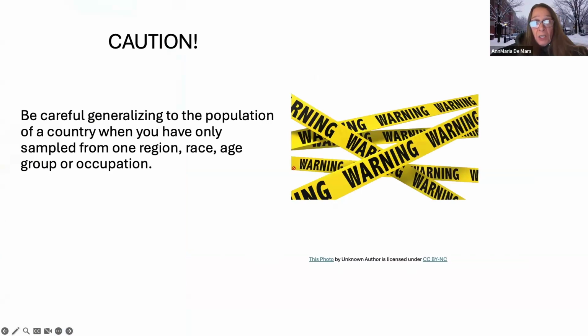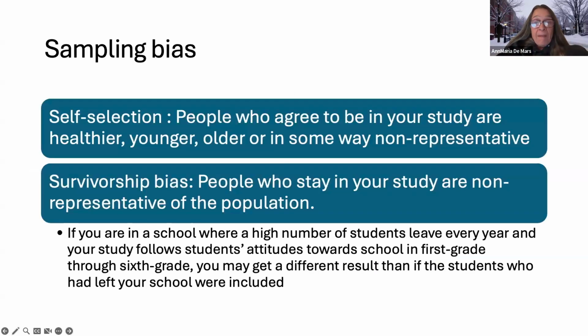One thing we see too much of is people generalizing to the population of a country, especially the United States, which is a very big and diverse country, when you only have a sample from one region or one race or age group or occupation. If you're going to generalize to the population of, say, K through 12 students in the United States, then you want to select students from low income, higher income, from different racial groups who maybe have different cultural knowledge. You want to select from different regions of the country, same reason. Sampling bias occurs when you don't have a representative sample.